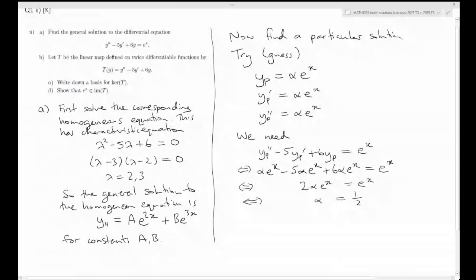Okay, so the general solution is the sum of the homogeneous one that we had before and the particular one that we found. That tells us all the possible solutions. Plus, we guessed that it should be alpha e to the x, and we found that alpha was a half, so that's a half e to the x.